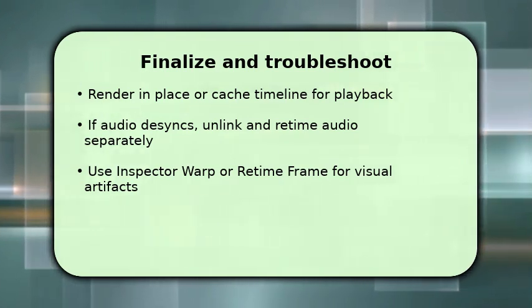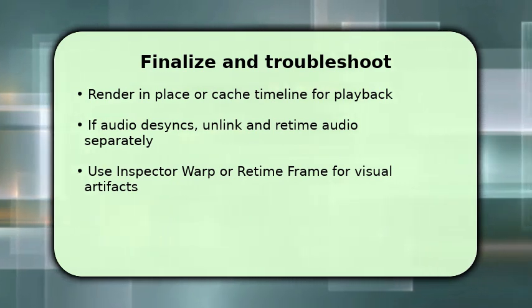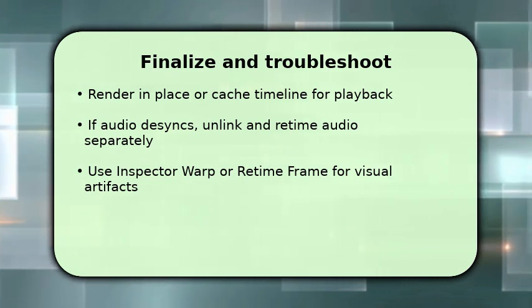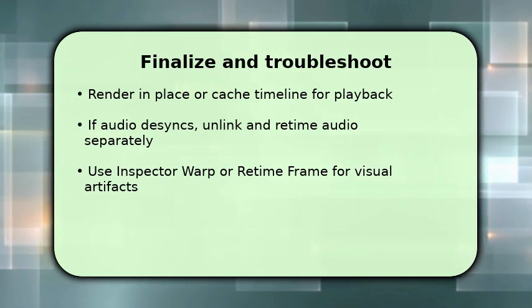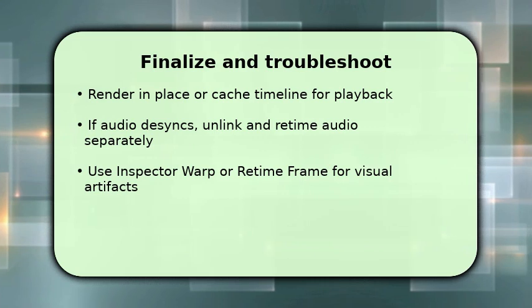If audio drifts or sounds wrong, unlink audio from video and retime the audio independently or replace it with a stretched clip using time stretch. This preserves lip sync. If you see artifacts after changing speed, switch retime process to optical flow or retime frame and increase motion estimation quality.